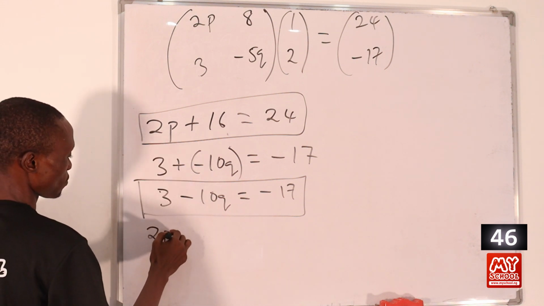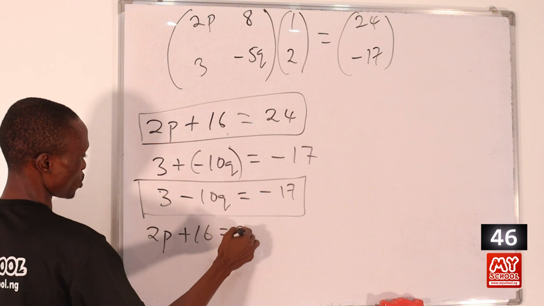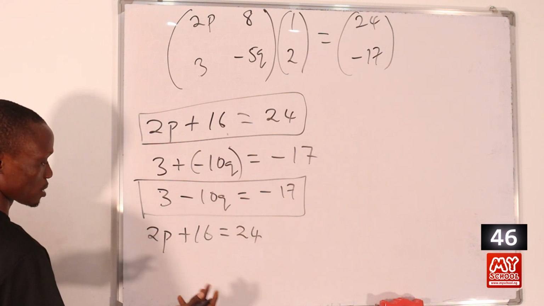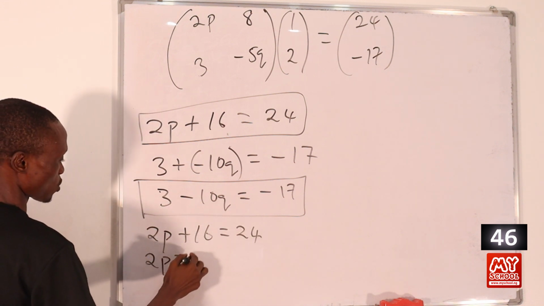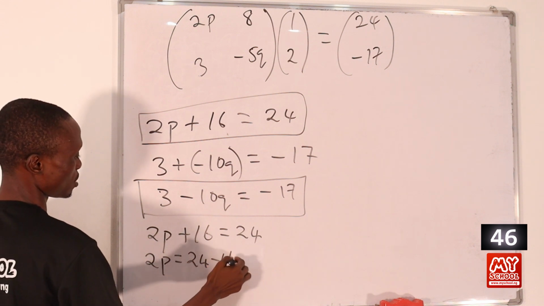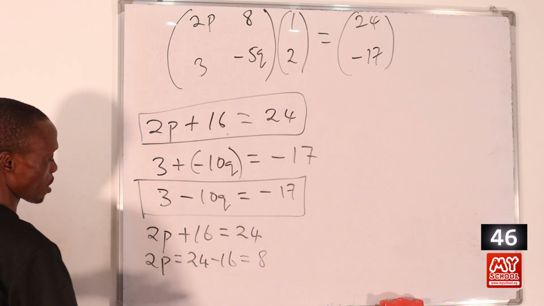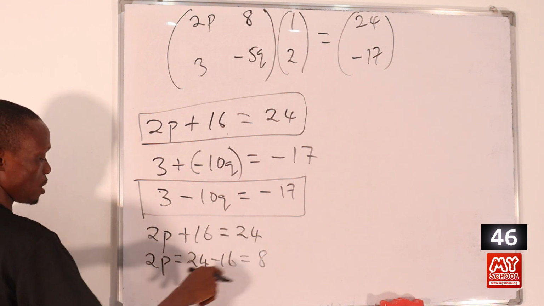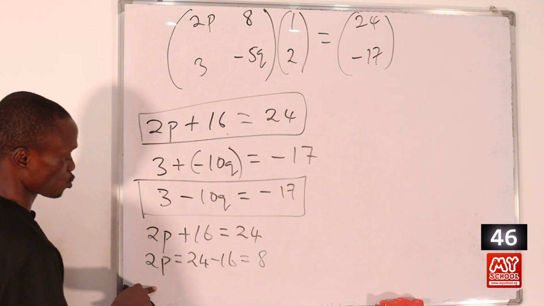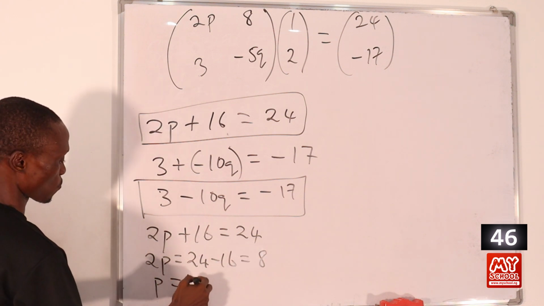So 2p plus 16 is equal to 24. So we just collect like terms, so that 2p is equal to 24 minus 16, and that will be equal to 8. Right? Since we are looking for p, we divide both sides by the coefficient of p, which is 2, so that p is equal to 4.